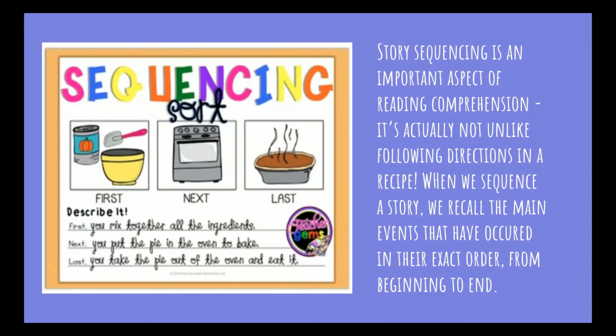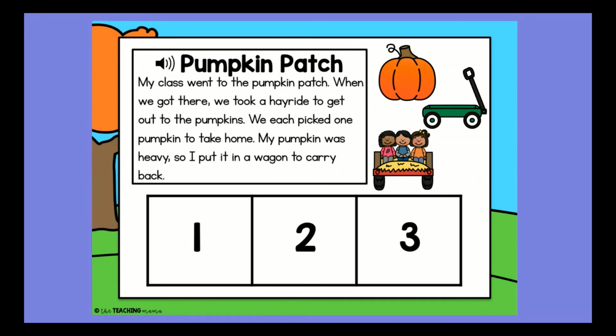If you only remember the beginning or only remember the end, you're missing a lot of core information that will tell you about the characters and the theme or the main message of the story. So we want to be able to recall the events accurately and sequence them, or put them in their correct order. So let's look at this example.